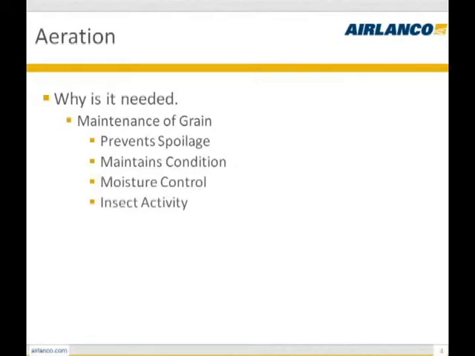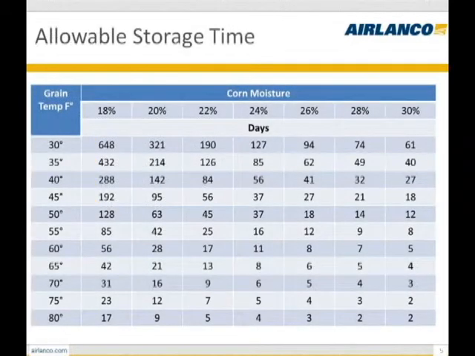But basically, why do you have aeration in a drain vent? Really, you've got to prevent maintenance of the drain. It's a lot of money in the drain vent. It prevents spoilage, maintains the condition of the drain, controls the moisture and insect activity. Here's a chart that I've seen, and it tells you if you have high temperature corn, high moisture, your length of storage does not last. So that's why you have aeration in a drain vent.